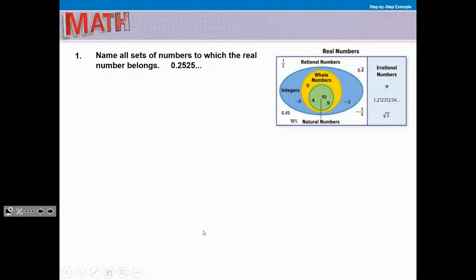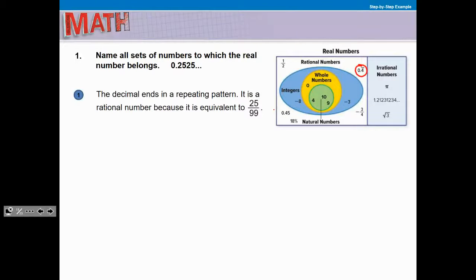Here we go. Name all sets of numbers to which the real numbers belong. So this is our first example. We have 0.2525. Looks like it's repeating, which means I can write it as a fraction. So if I go over here, I see another repeating decimal out here. That would be just rational. We could call it a real number too, but the important one to get is that that's going to be rational. If it ends in a repeating pattern, it is rational because you can write it as a fraction. Remember our rule there? Put the repeating decimals over that many nines.